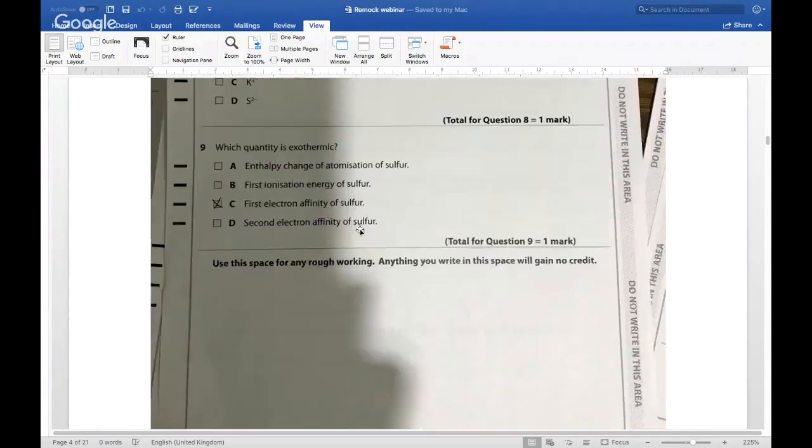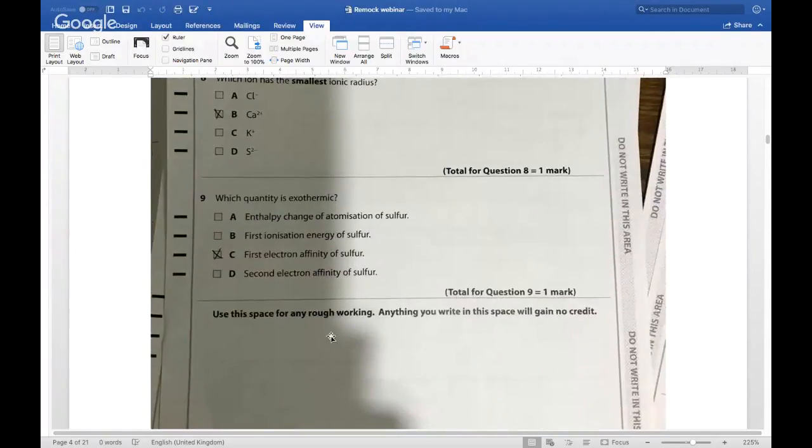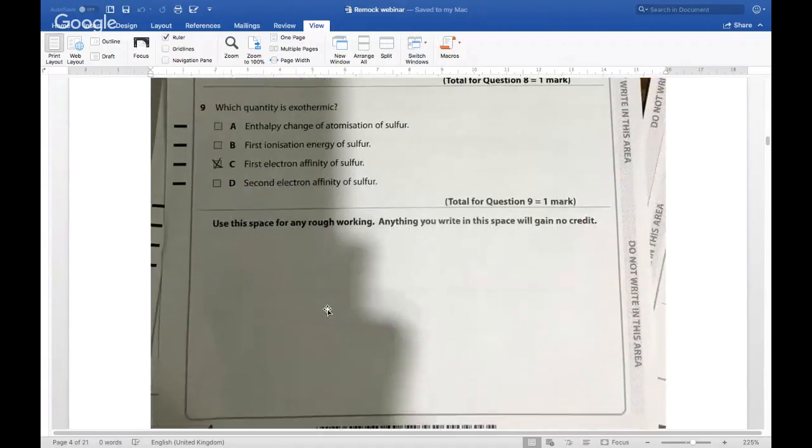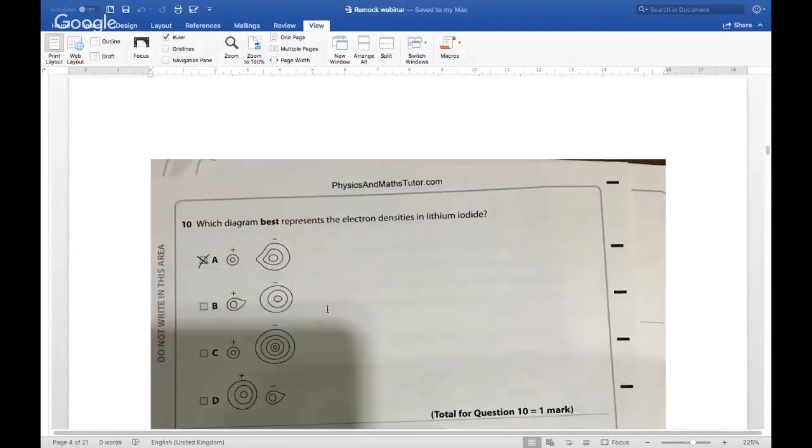C is going to be exothermic. All you have to do, guys, is look for which one you're making a bond. Atomizing, smashing; ionizing, ripping an electron off. Electron affinity for number 2 is massively endo because the 2 negative particles repel, so you've got to put in energy to overcome that.